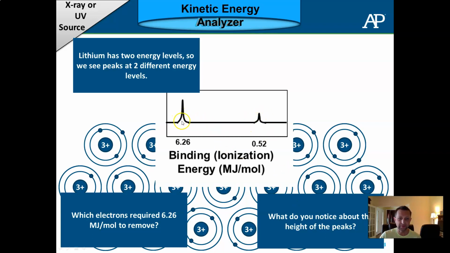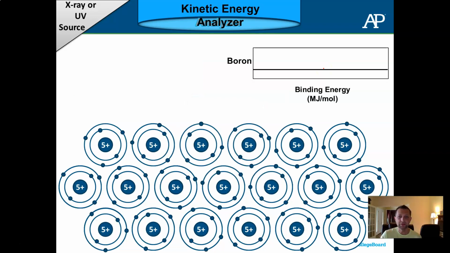And if you notice, that first level has 2 electrons. So this is representing the first level of electrons, 1s2, right? And here's our second level of electrons. That would be 2s1. All right, let's take a look at another one. I kind of jumped the gun there. Let's do boron. So let's fire up our machine here, and let's see what happens.